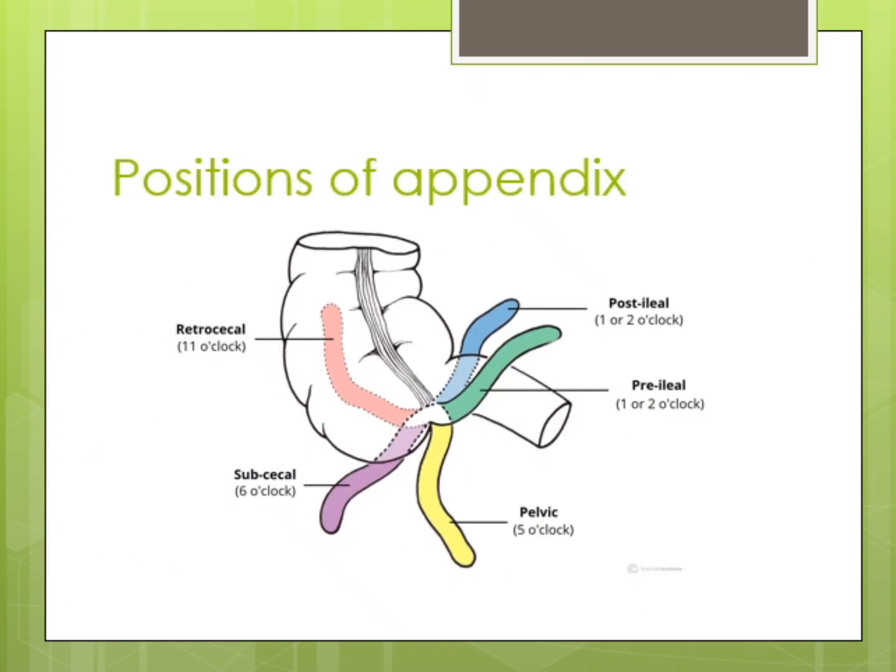Appendix is never constant in position, it has multiple positions. The commonest position of appendix is retrocecal or 11 o'clock position. In around 74% of the population, the position of appendix is retrocecal. The second commonest position of appendix is pelvic or 5 o'clock position.